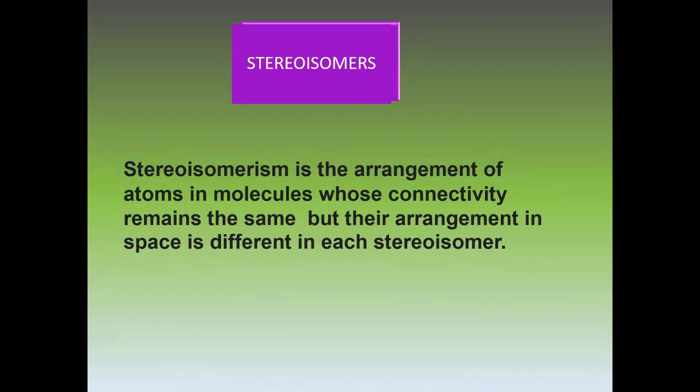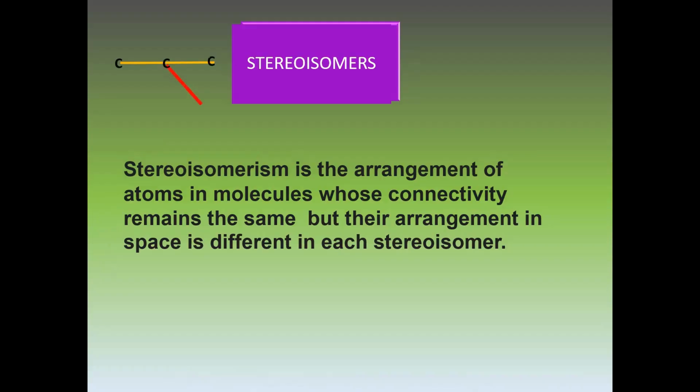Similarly, how is stereoisomerism different from structural isomerism? As you have seen, in structural isomerism, the connectivity of the group changes. It may attach with one carbon, or with a second carbon. But in stereoisomerism, connectivity remains the same. Just the orientation in space changes.